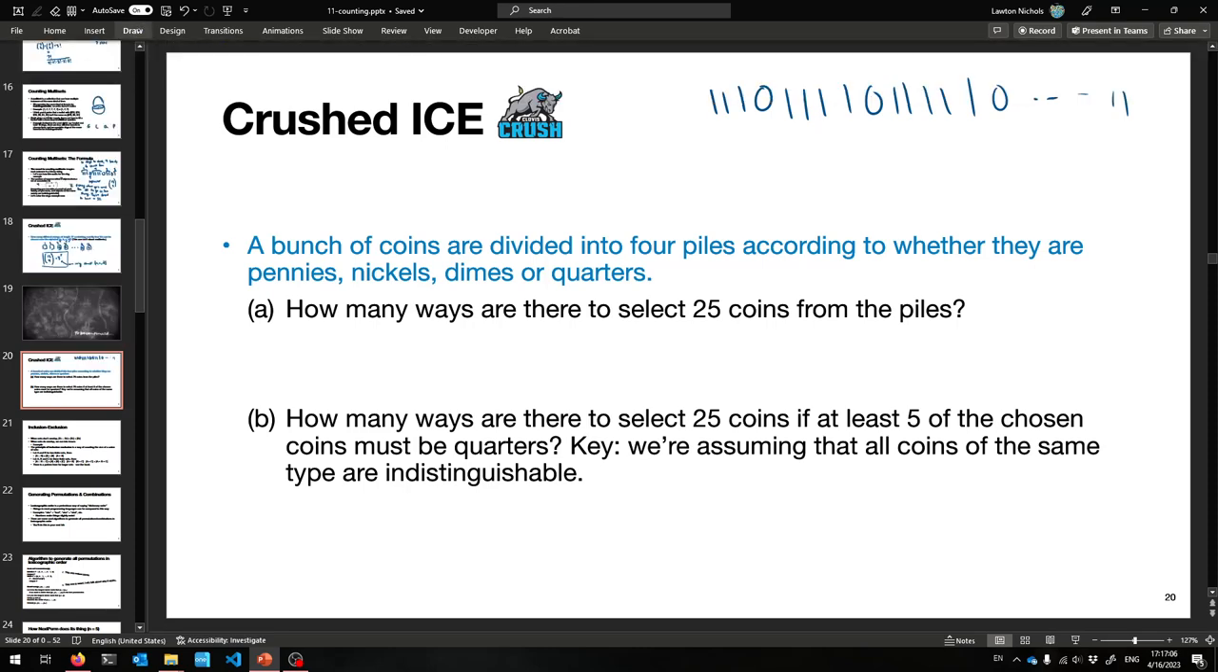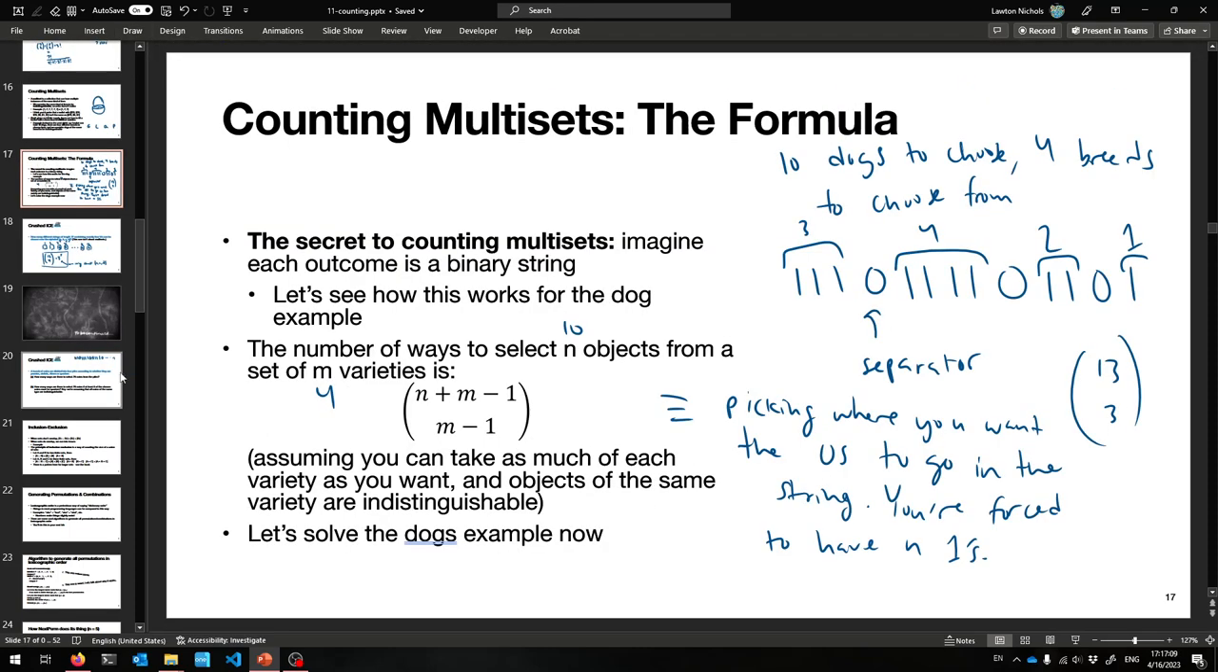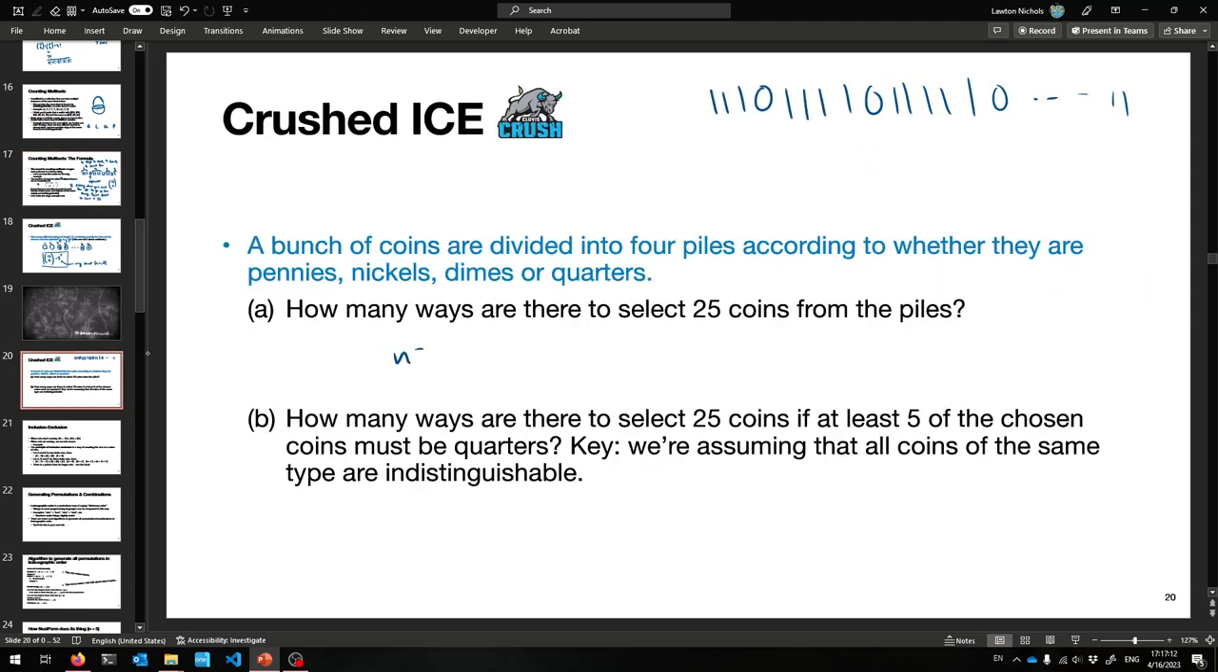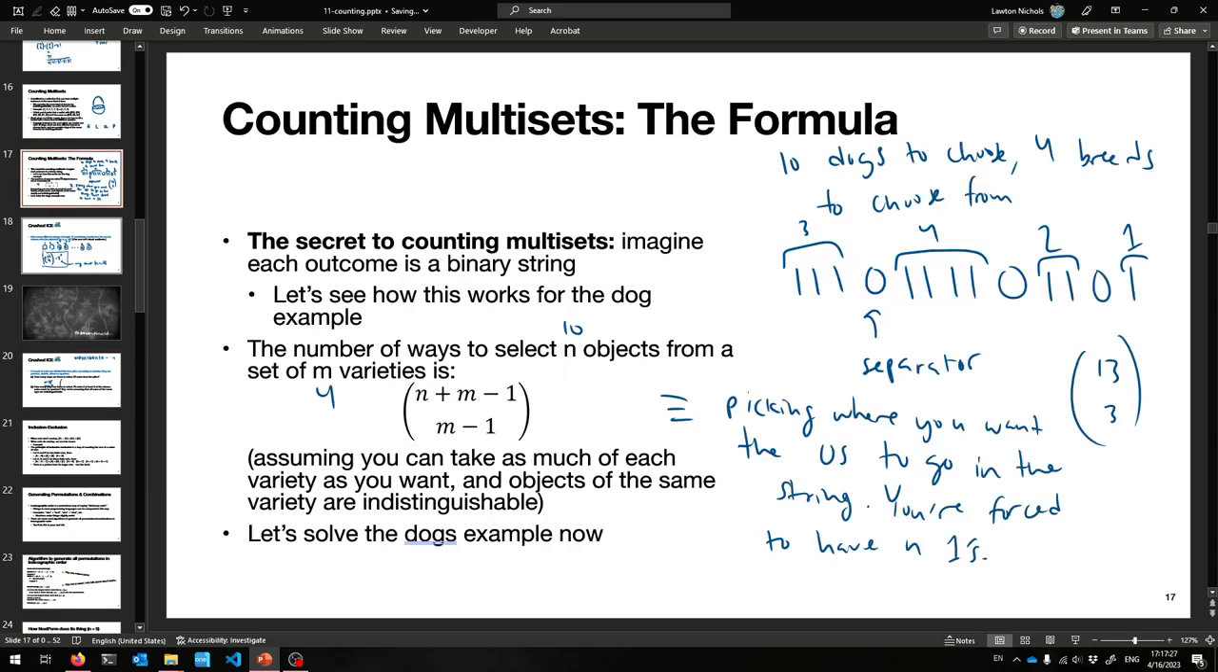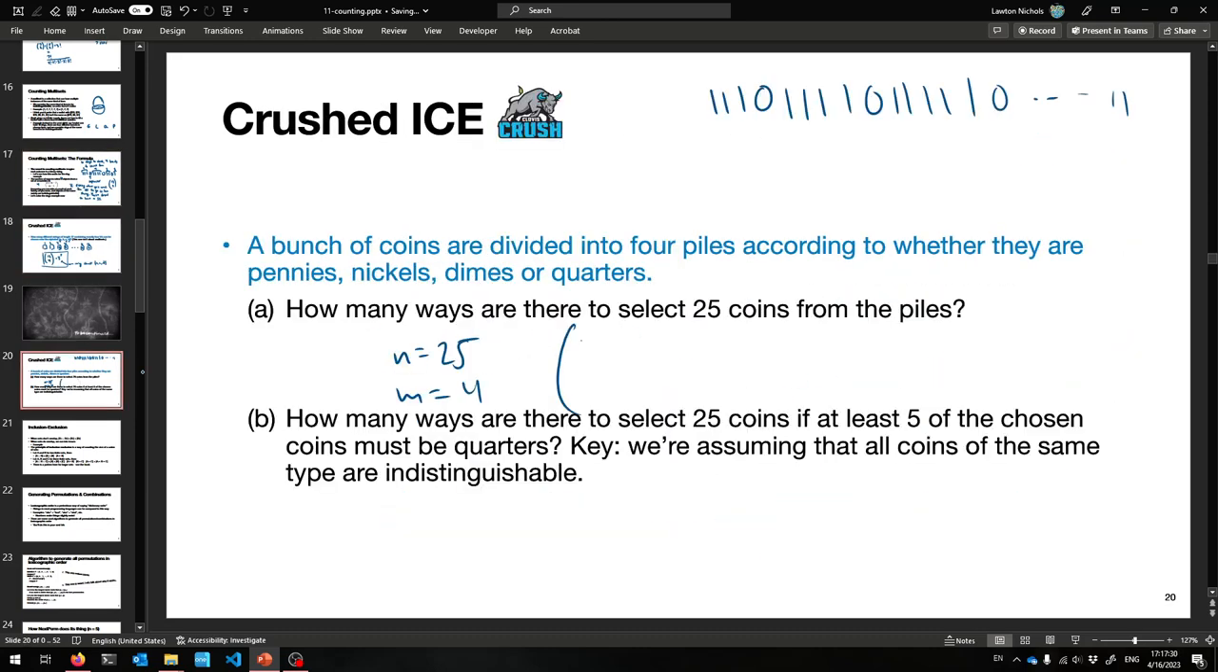And so this first one just boils down to the standard counting multisets problem, where n is 25 things to select, and m is the number of different categories that we can choose from. We have 4 categories: pennies, nickels, dimes, and quarters. And so if we just plug this into our formula, which was n plus m minus 1, choose m minus 1, then we have an answer. So it's 28 choose 3. Those are all the ways to select 25 coins from the piles in any way, which is kind of cool. So that's part A.